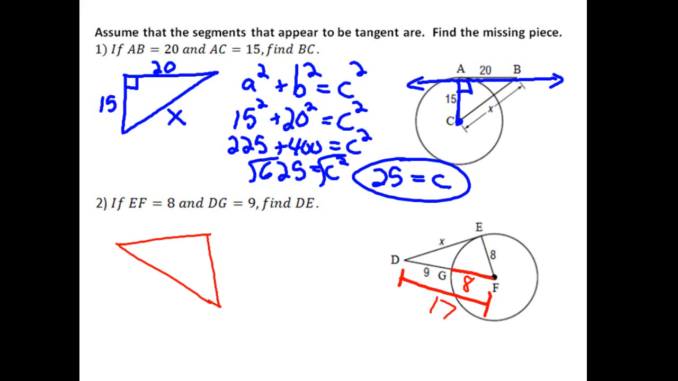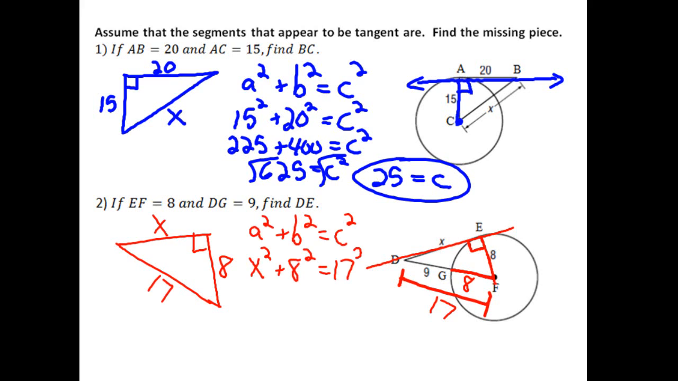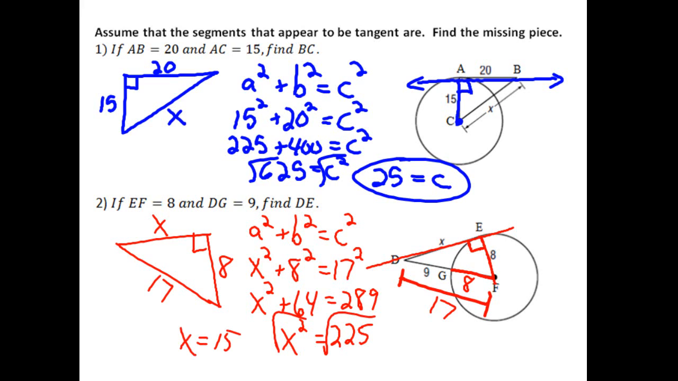I know that any tangent is perpendicular to the radius going to the point of tangency, so angle DEF has to be a right angle. If that's a right angle, I know that EF is 8, I'm trying to find the other leg, and my hypotenuse is 17. So once again, Pythagorean theorem. My legs are x and 8, and the hypotenuse is 17, so x squared plus 8 squared is equal to 17 squared. That makes x squared plus 64 equal to 289. Or when I subtract 64 from both sides, I get x squared is 25. When I square root both sides, my other side of this triangle is 15.